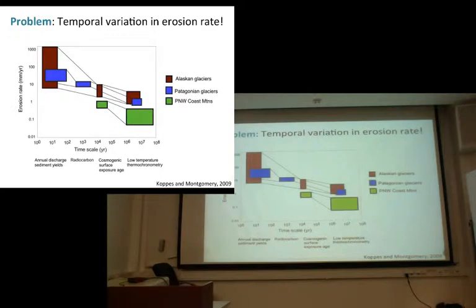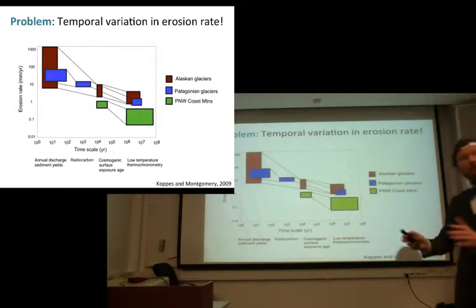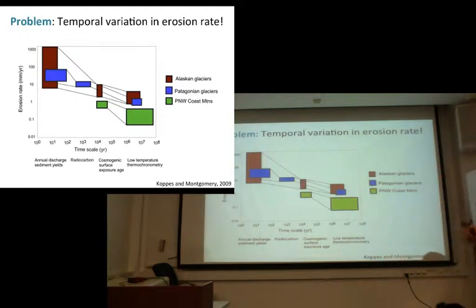We have just one problem: depending on what you're looking at, we don't obtain the same erosion rates. These are erosion rates from the Northwest Pacific, so Alaska, Patagonia, and the Pacific Northwest coast mountains. And you see that the value changes depending on which time scale you look at.